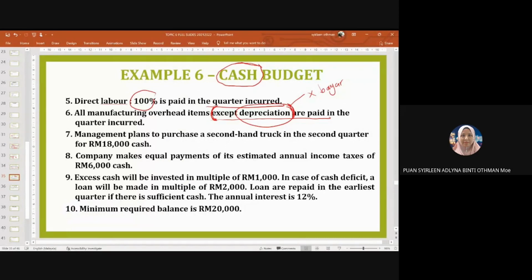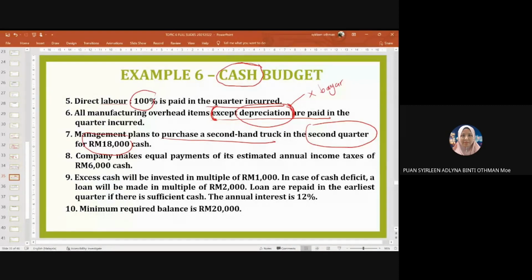Number 7, management plans to purchase. Dia nak beli aset baru, 18,000. Bila dia nak beli second quarter? So dalam second quarter nanti dah ada satu item tambahan. Okay. So masa kita buat kotak tu, kita dah susun siap-siap setiap item tu walaupun dia tak berlaku setiap quarter. Tapi item tu dah ada dalam disbursement ataupun cash receipt tadi.